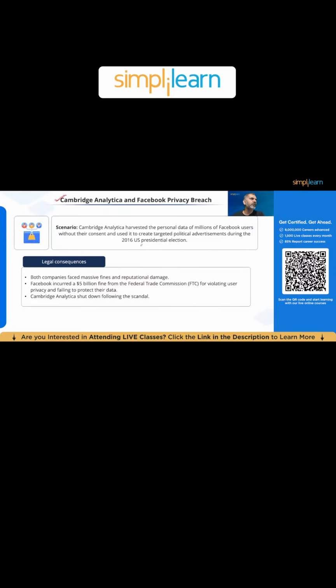Saurabh, what exactly is this? Cambridge Analytica used to be a data organization, and it played a very significant role in the U.S. election in 2016. The 2016 U.S. election was won by Donald Trump, and Donald Trump hired one of the senior vice presidents from this organization to use data science algorithms to change the mood of the voters. So what did Cambridge Analytica do? They harvested the personal data of millions of Facebook users without their consent, and then they used it to create targeted political advertisements during the 2016 US presidential election.